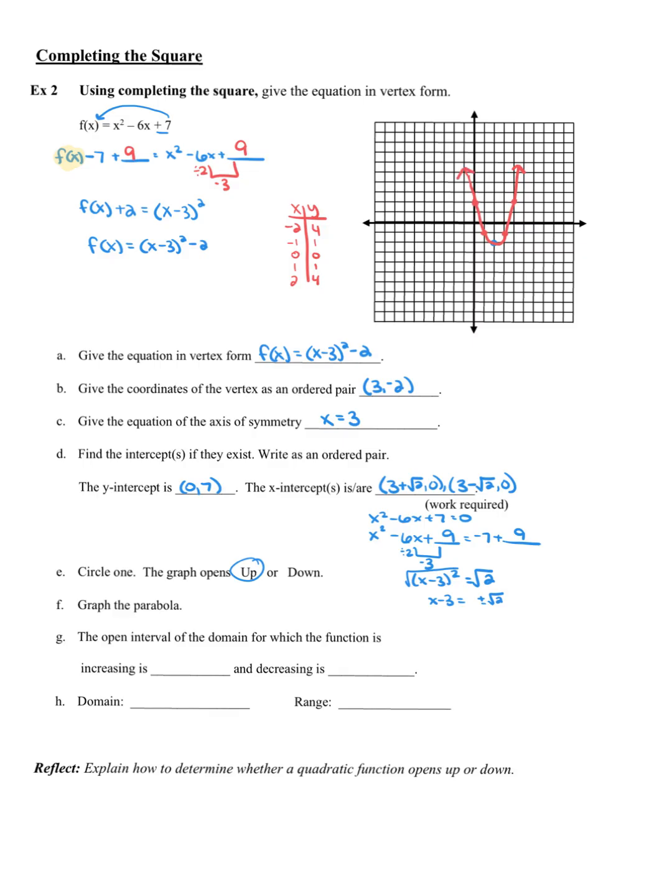Okay, the open interval of the domain for which the function is increasing. So if I trace it from left to right, it's going to increase from 3 to infinity. And they're parentheses because it's an open interval. And it decreases from -infinity to 3. The domain is -infinity to infinity. And the range is -2 to infinity.